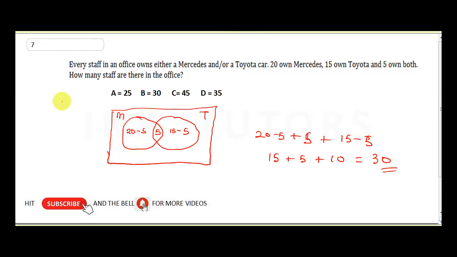So my final answer here is going to be B. So I'm going to tick my B. Okay, that will take me to the next question.